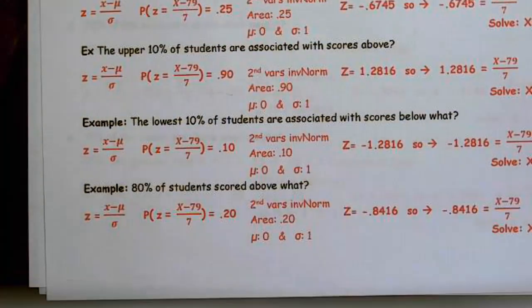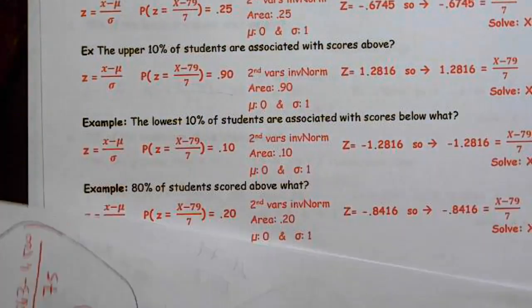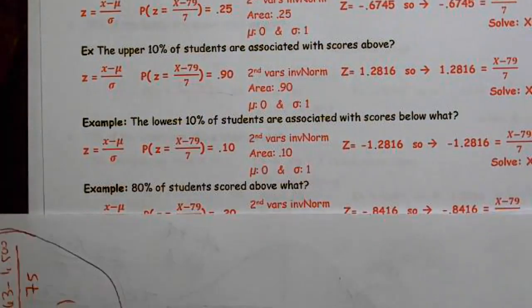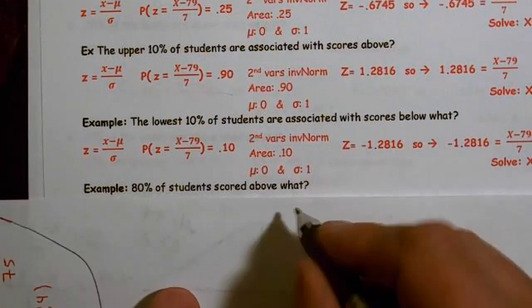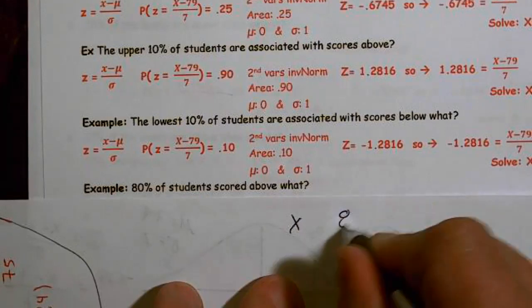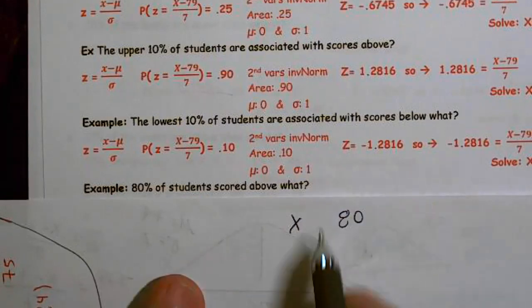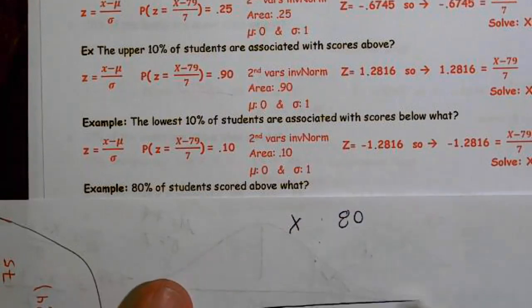And finally, 80% of the students scored above what? So they say 80% scored above what? They're looking for a value. And the 80% happens to be above it. So that lets me know that I should be going like this.